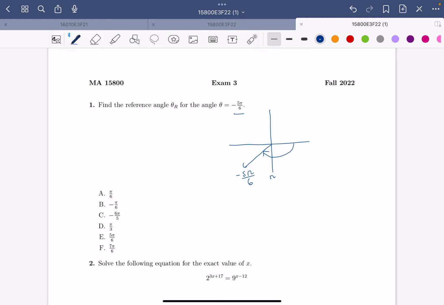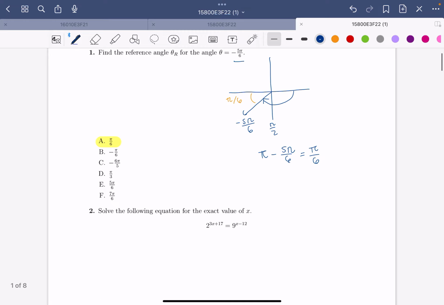because this is pi over 2, and so negative 5 pi over 6 is less than pi, but greater than pi over 2, so that's why we'll end up in the third quadrant. We can see that from here then, there is pi over 6 to the x-axis, making our reference angle pi over 6. Again, if you want to do this mathematically, pi minus 5 pi over 6 equals pi over 6. But again, if you draw the picture, you can see that the reference angle, or the angle away from the x-axis, is pi over 6.